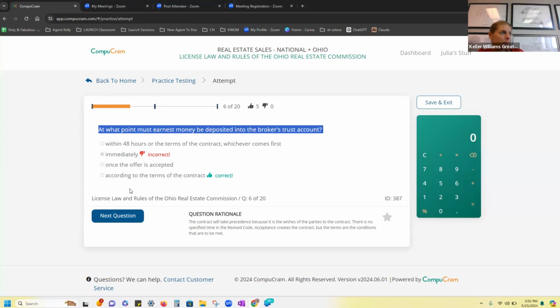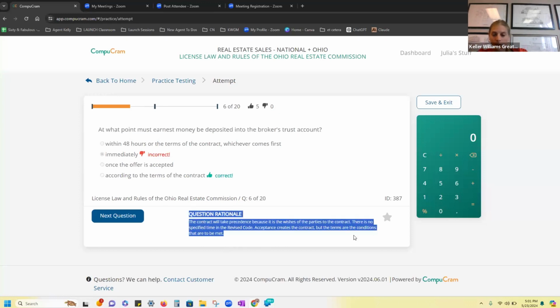So some contracts will say earnest money deposited within 4 days of the offer being accepted. Some may say 3 days. So definitely in terms of the contract, and both buyer and seller have to be in agreement of these terms. So the contract will take precedence because of the wishes of the parties in the contract.